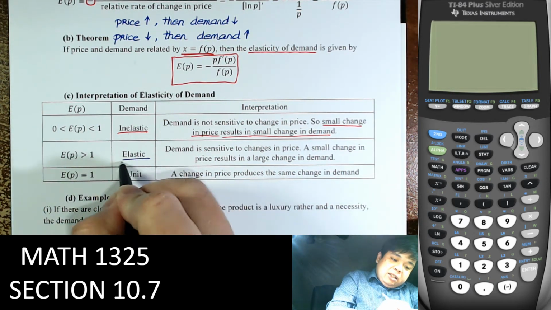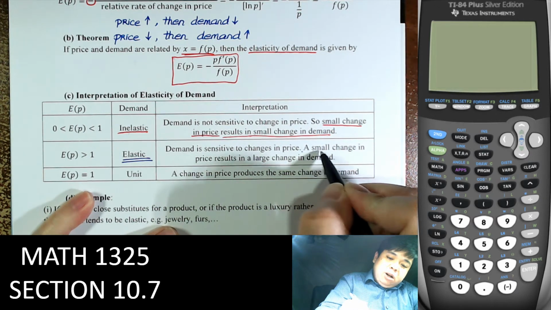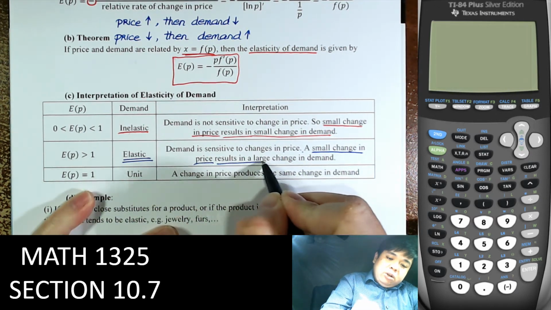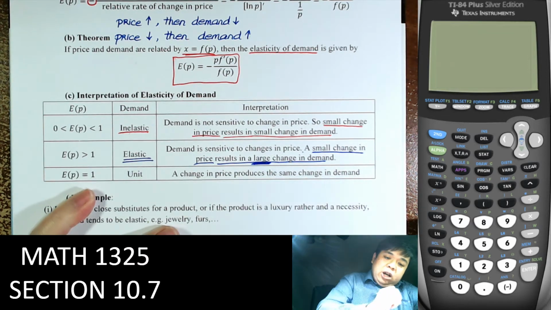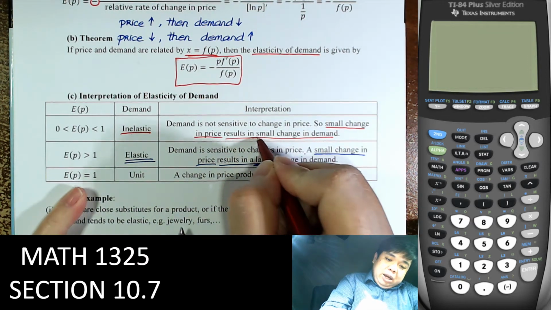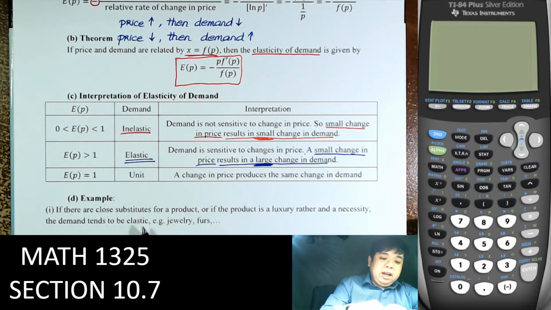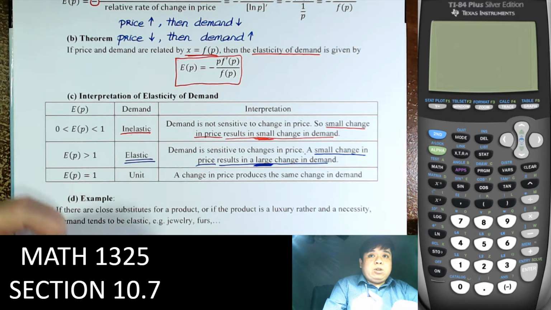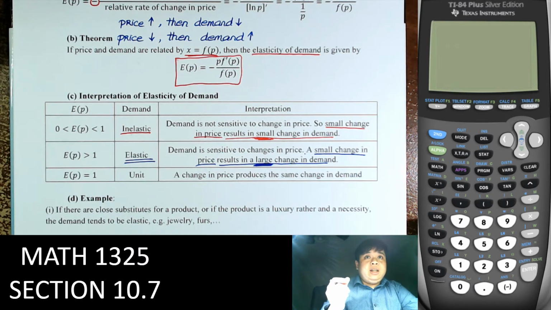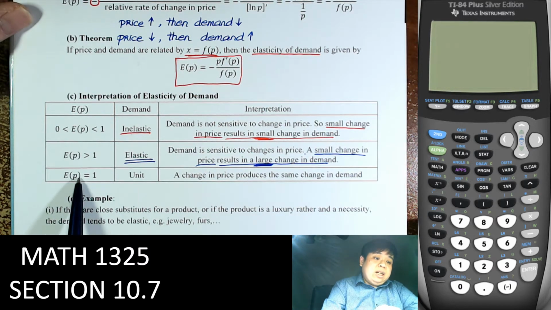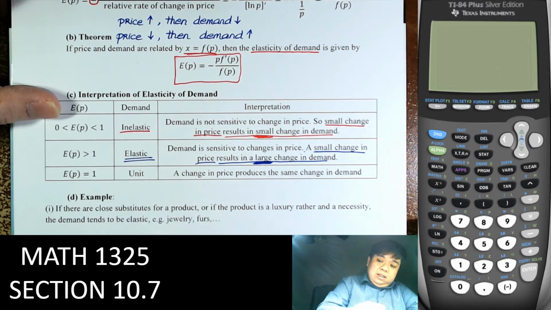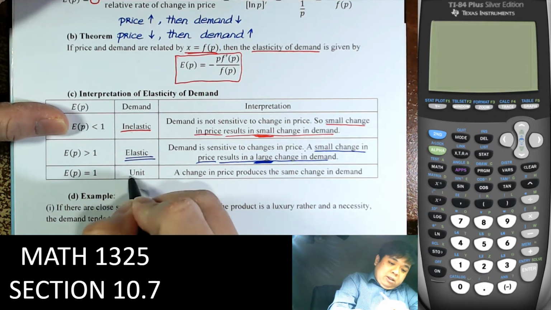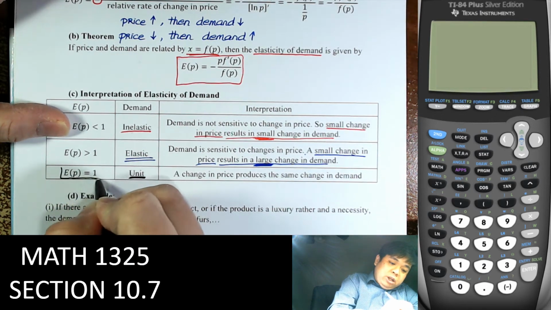Elastic: small change in price results in large change in demand. And unit elasticity means that a change in price produces the same change in demand. For example, if the price increases by 10%, the demand decreases by 10%. In that case, this is called unit elasticity. Of course, unit elasticity is where it is equal to 1.